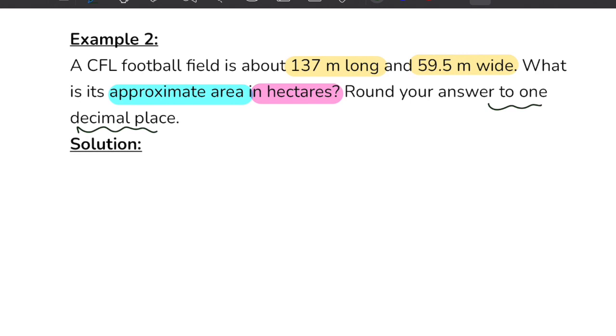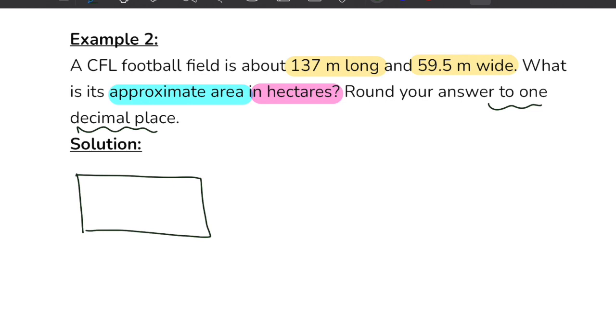Now, whenever you have a question that is talking about some sort of space or object and they give you the dimensions, sketch it first. It will make your life a lot easier. So here I know this football field is rectangular, so I'm going to start by drawing a rectangle. It doesn't have to be pretty, okay?